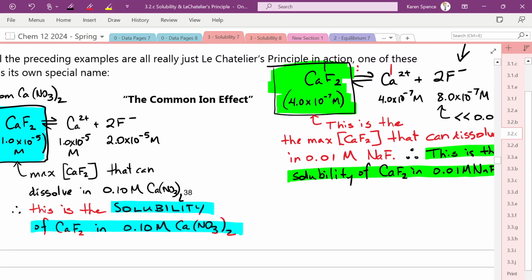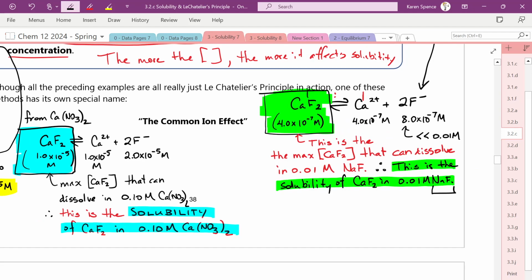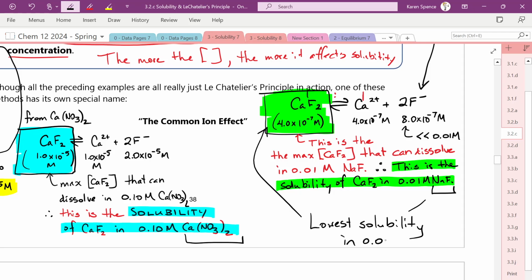So take a look at these two numbers. We have NaF and Ca(NO3)2. Which one is the smaller number? The NaF. So this is the lowest solubility, in 0.01 molar NaF. The answer key says that it is the calcium nitrate, but that's because I was not thinking when I made this worksheet. So the answer key is wrong. I actually didn't mean for this to be a math problem at all. I meant for you to look at the concentrations and go, oh, bigger concentration, less soluble.